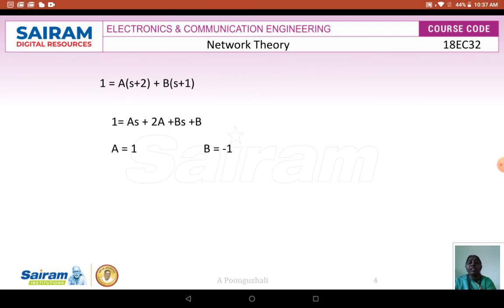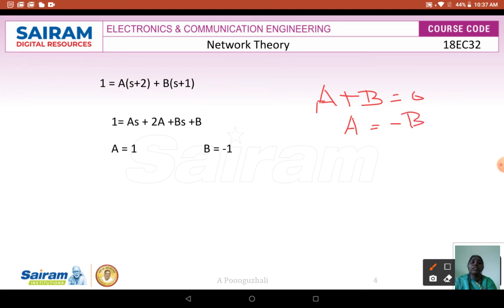So you can see, if I equate the s terms, it is going to be a plus b is equivalent to 0, so a is equivalent to minus b. For the constant terms, 2a plus b is equivalent to 1. So b is nothing but minus a, so 2a minus a is equivalent to 1. So a is equivalent to 1 and b is equivalent to minus 1. So that is what we have got here.